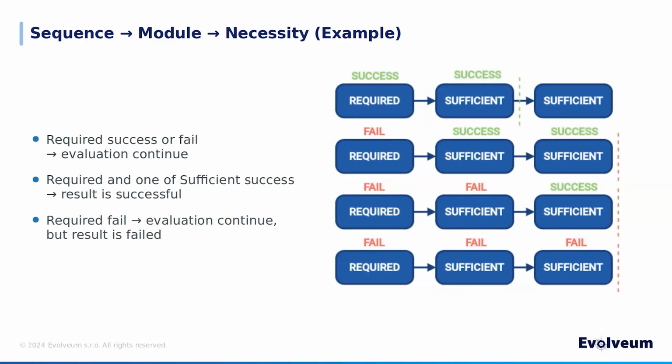In the next example, we have three modules, one of which is required and two of which are sufficient. As we can see, if the required module fails, the authentication flow will continue, but the authentication result will still fail. If the required module succeeds, then we need one more successful module from the two sufficient modules for the authentication to succeed.